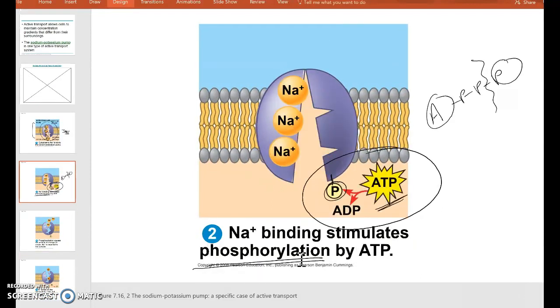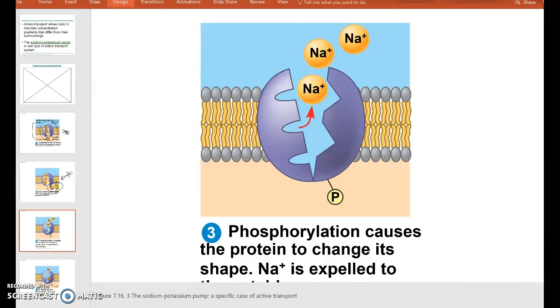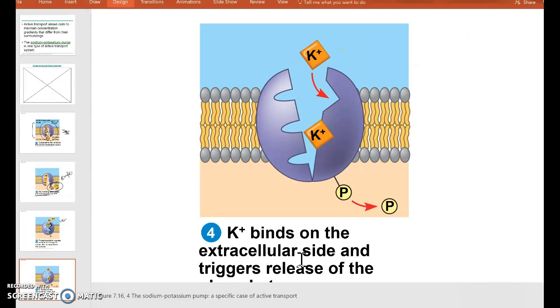Okay, so we went from here to here, and now the affinity for sodium is not good. So the sodium is going to be released, and we're going to see that those 3 sodiums are now moving outside. At the same time, the configuration is now favorable for potassium, and you're going to see that there's only 2 spots for potassium. So in this next image, we have 2 potassium ions that are going to bind.